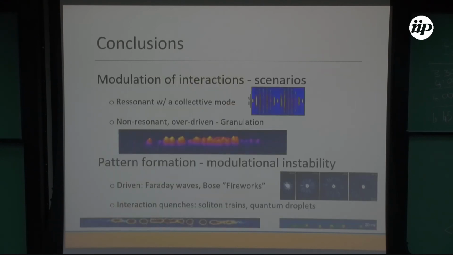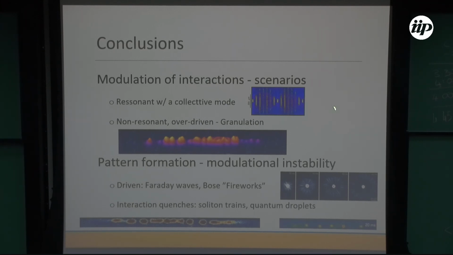Anyway, to wrap up, basically we used this modulation of interactions under different scenarios, and I'll try to give you an overview. If you use resonant modulation with collective modes, this is pretty much what you see, in this case a quadrupolar mode coupled to the actual mode. If you go non-resonant, you start to see interesting things like granulation of a BEC, with random patterns of sizes and distances between those separated islands of condensate.